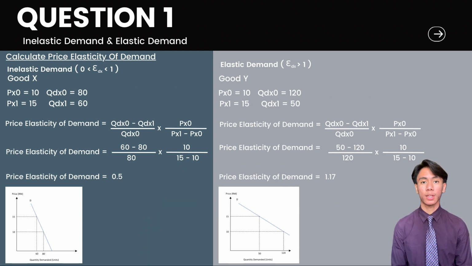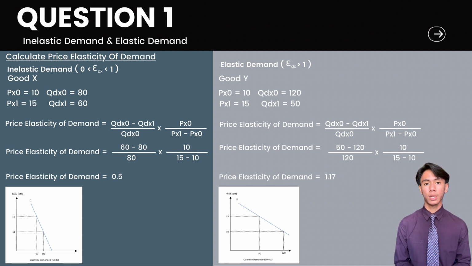So next, we will calculate the price elasticity of demand for good Y. For elastic demand, we know that the price elasticity must be more than 1. So we still use the same formula like in inelastic demand. From the table, quantity demanded 0 is 120 and quantity demanded 1 is 50. For the price, still the same, which is price 0 is 10 and price 1 is 15. So the calculation will be 50 minus 120 over 120 times 10 over 15 minus 10. So the answer that we will get is 1.17.